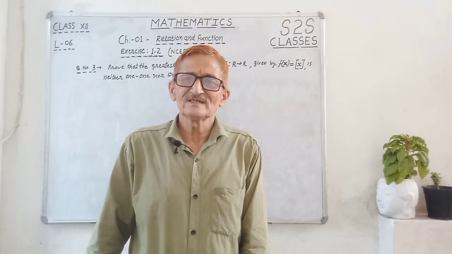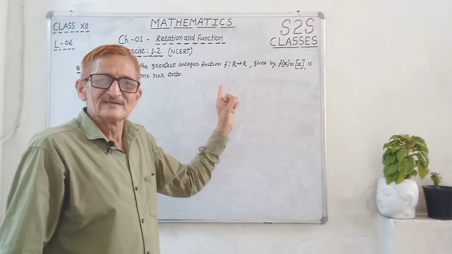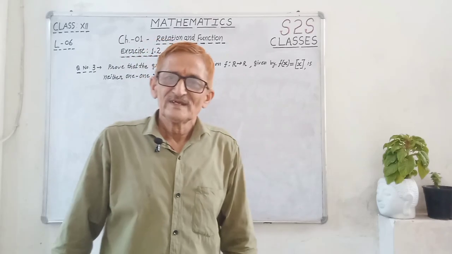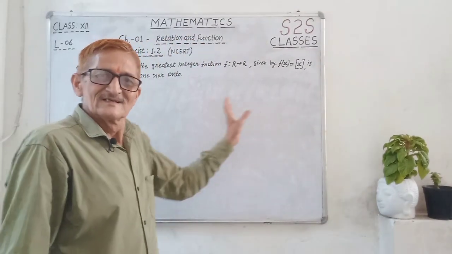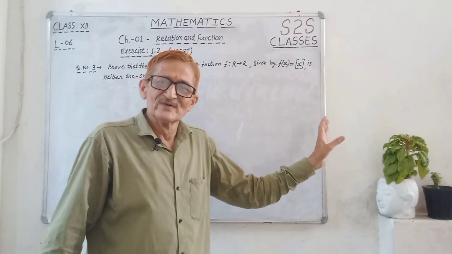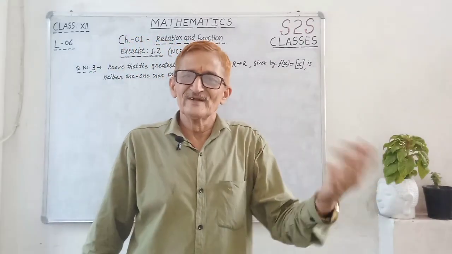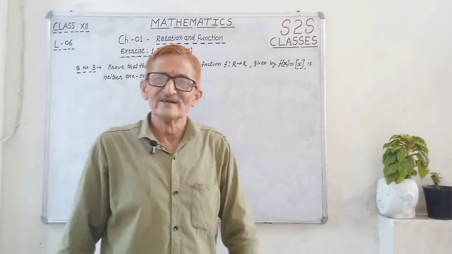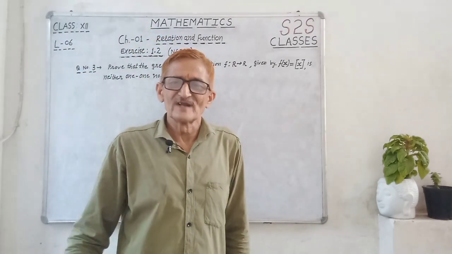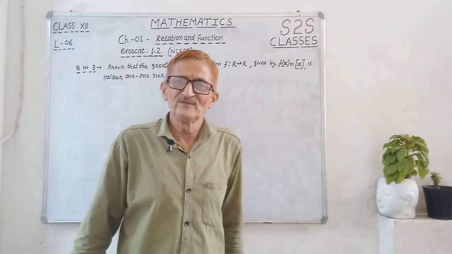CBSE syllabus, Exercise 1.2. Here functions: one-one and onto. If one-one and onto both, then bijective. One-one means injective and onto means surjective. So there are questions about the function.